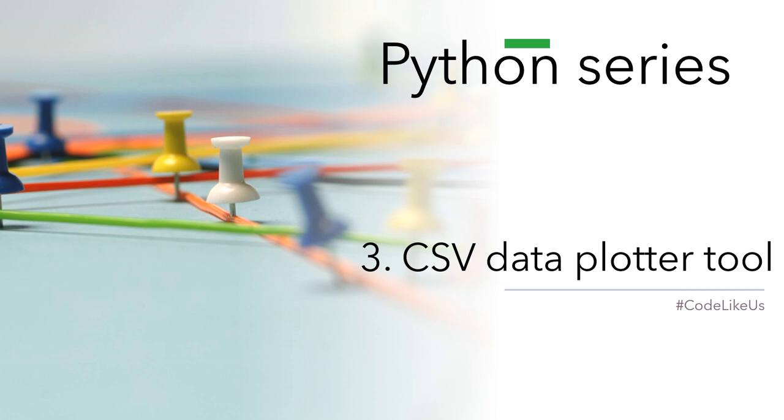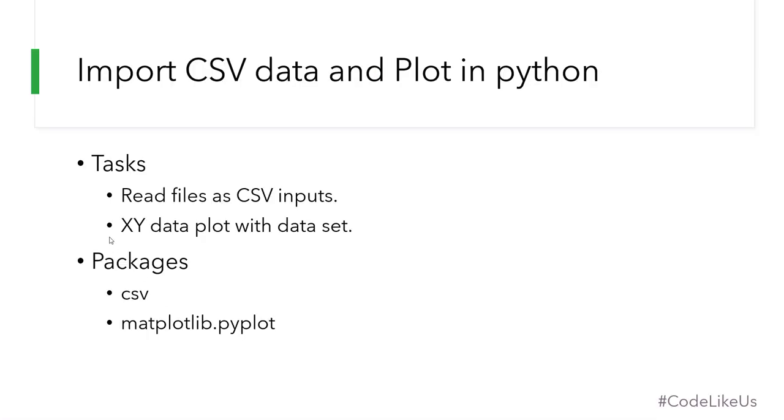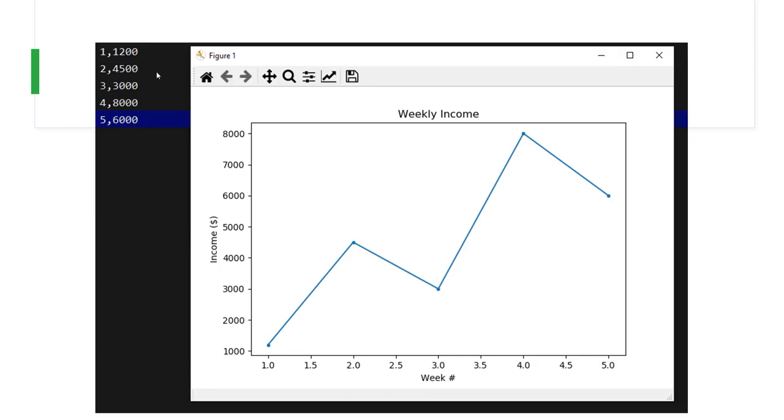So through this episode we will discuss how to develop a CSV data plotter using Python. Accordingly, today's task list will be: read files as CSV inputs, then using that data we can plot an XY data plot. For this tool I will use two packages, the CSV package and the pyplot package. So the task will be something like this. The file includes a set of data, so read these data as CSV inputs and plot this kind of graph, an XY graph.